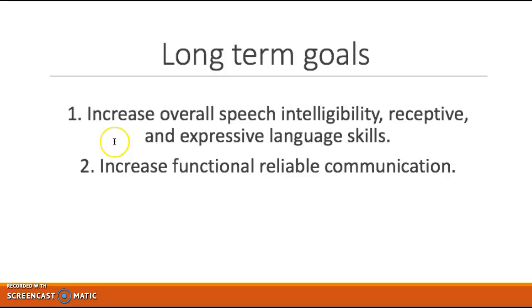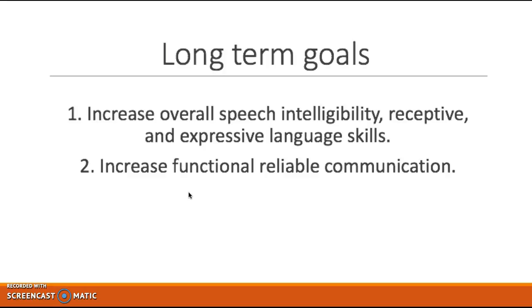Okay. These long-term goals might seem a little general, but I just want to state that they are very appropriate for AP. The purpose of our therapy with her post-CVA was to increase her daily functional communication skills. As I stated before, she presents with expressive and receptive language impairments. So that's why we wanted to increase her overall speech intelligibility, receptive, and expressive language skills.